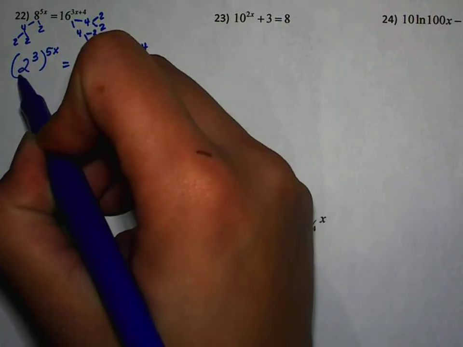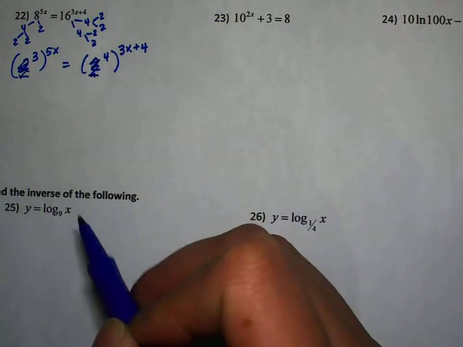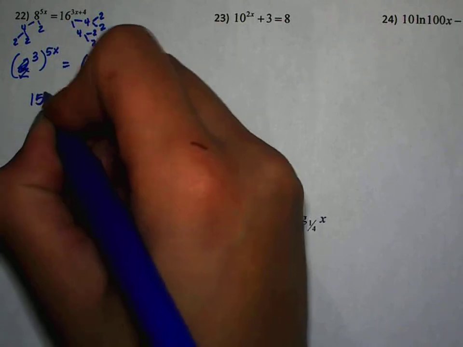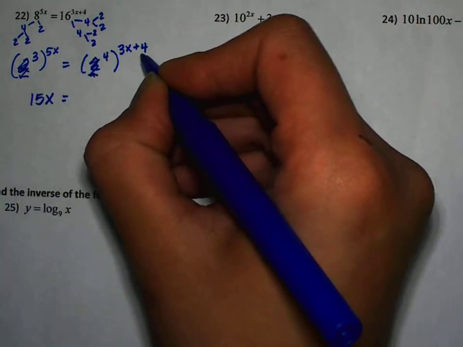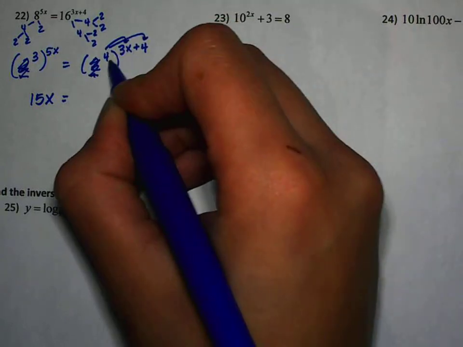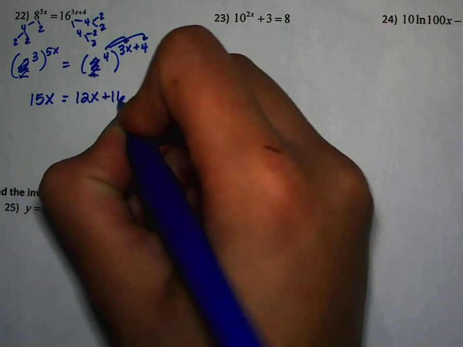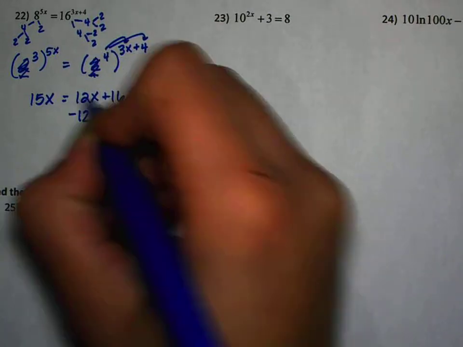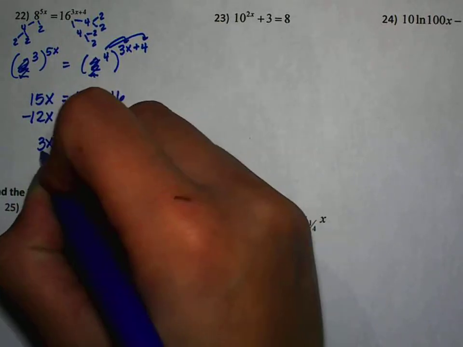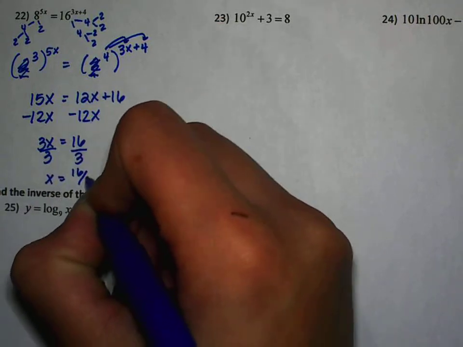So since our bases for our exponents are 2, we can just go ahead and cross them out. What we have left over is 3 times 5x, which is 15x on the left. And then we have 4 times 3x plus 4. The thing you guys have to remember is make sure you distribute this 4 out. It's not just to the first term, but to both. So I have 12x plus 16. So I'm going to get all the x's on one side. Divide by 3. x is equal to 16 thirds.